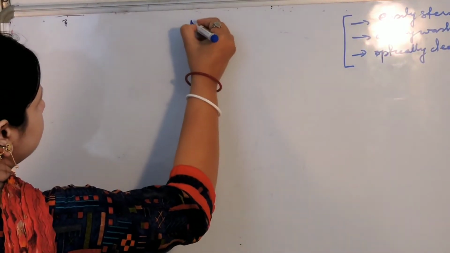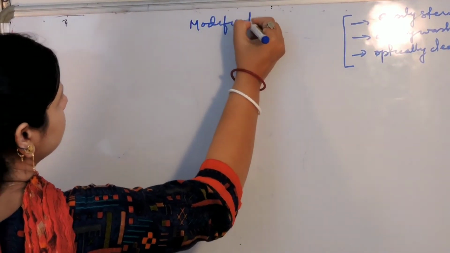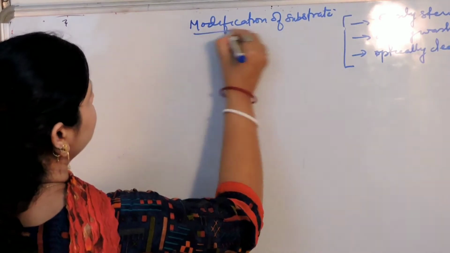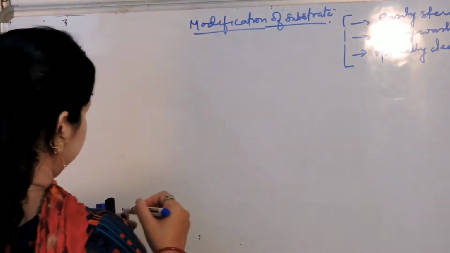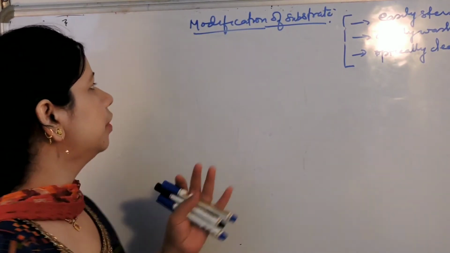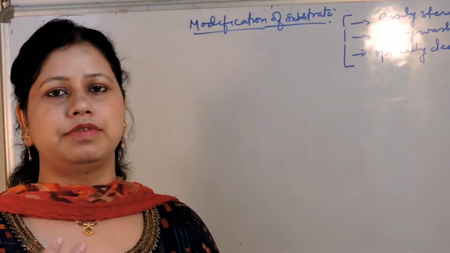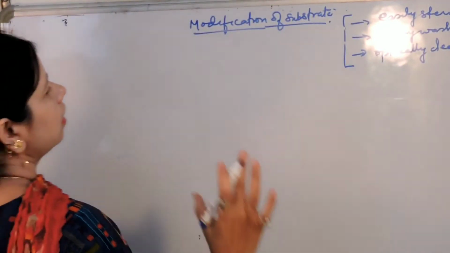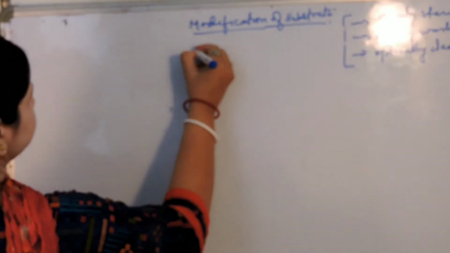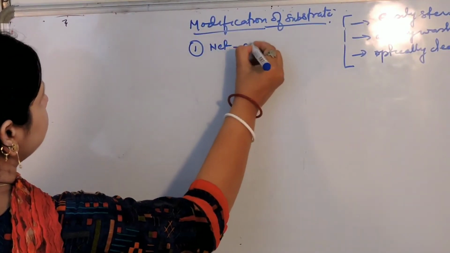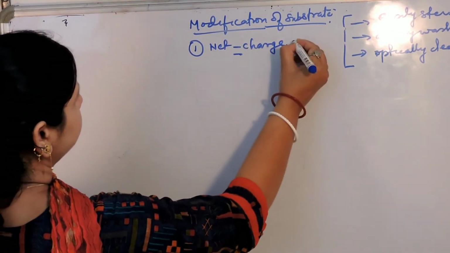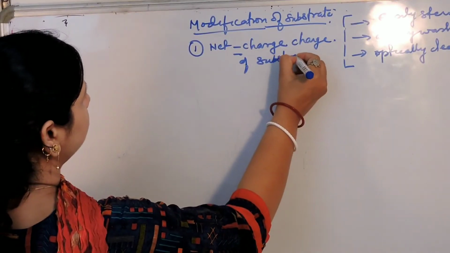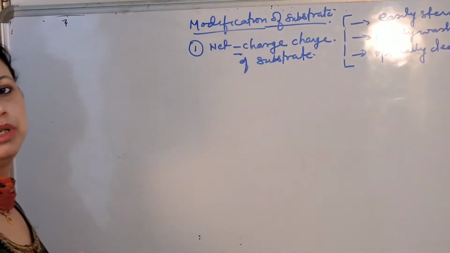Now our topic is modification of different substrates. First of all, I would like to tell you what the different factors are which are very important to know what type of modifications are required in case of substrate. The first one is net negative charge of the substrate. It's very important for better attachment, for better adhesion.